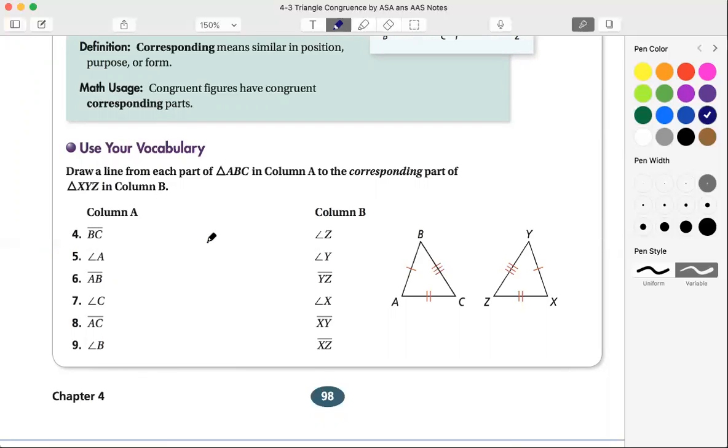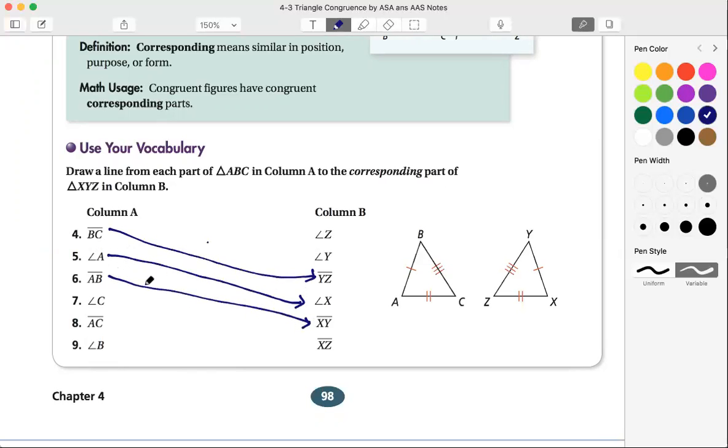So line segment BC is going to correspond to line segment YZ. Angle A is going to correspond to angle X. Line segment AB is going to correspond to line segment XY. Angle C corresponds to angle Z. Line segment AC corresponds to line segment XZ, and angle B corresponds to angle Y.